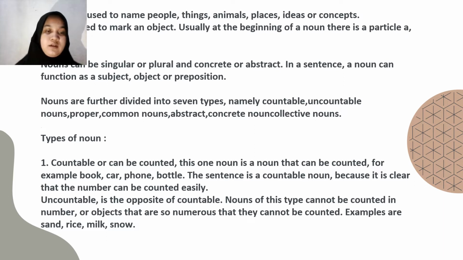Types of noun. 1. Countable, or can be counted. This noun is a noun that can be counted. For example, book, car, phone, bottle. These are countable nouns because it is clear that the number can be counted easily. Uncountable is the opposite of countable. Nouns of this type cannot be counted by number, or are objects that are so numerous that they cannot be counted. Examples are sand, rice, milk, and snow.